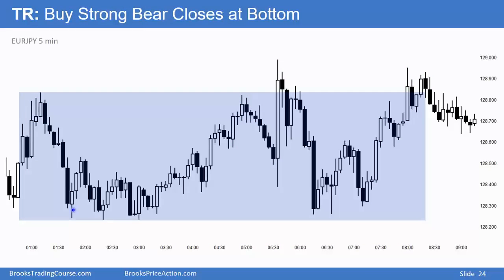A pair of very strong bear bars at the bottom, terrible follow through. Another bear breakout attempt, another one, and they're all failing. Very strong bear bar closing far below the low of this bar, but still within the trading range.